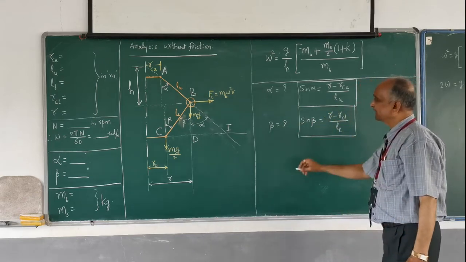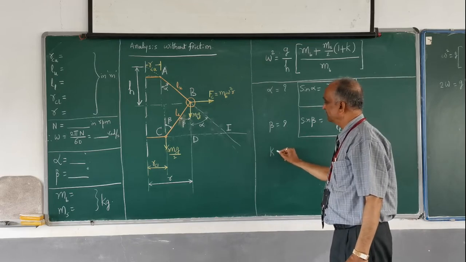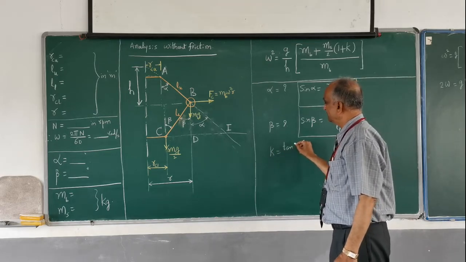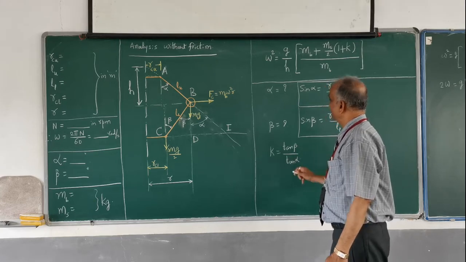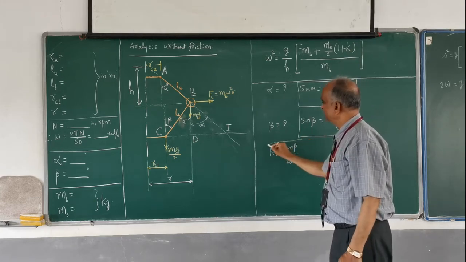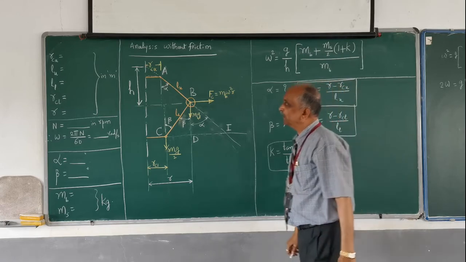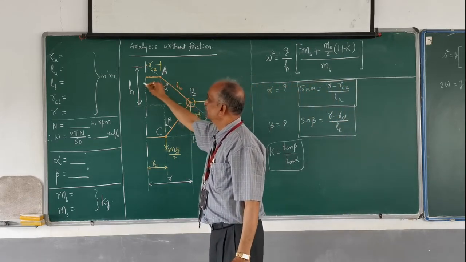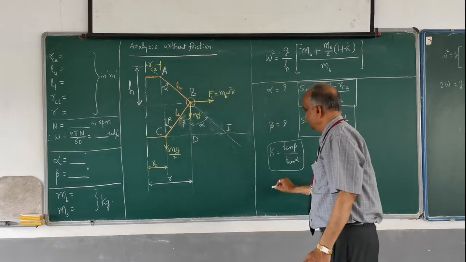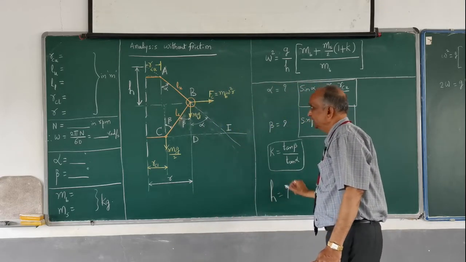Make use of this alpha and beta and find out what is K, which is nothing but tan beta divided by tan alpha. So if you do that, K can be found out. And knowing the value of alpha, now I want to find out what is H. How to find out H? H can be found out very easily.